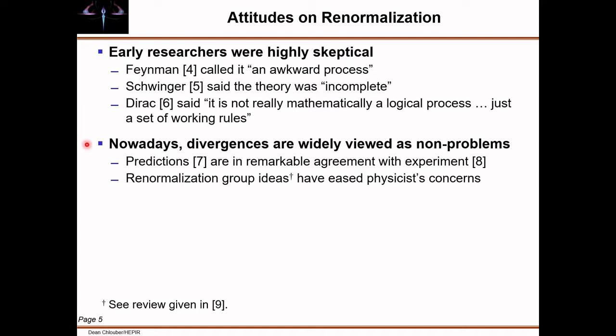But nowadays, the divergences are widely viewed as non-problems. Well, the predictions are in remarkable agreement with experiment, and renormalization group ideas have eased physicists' concerns. However, let's take counsel from the patriarchs of the theory, do a little bit of our own thinking, and see if there's some underlying physics yet to be understood here.